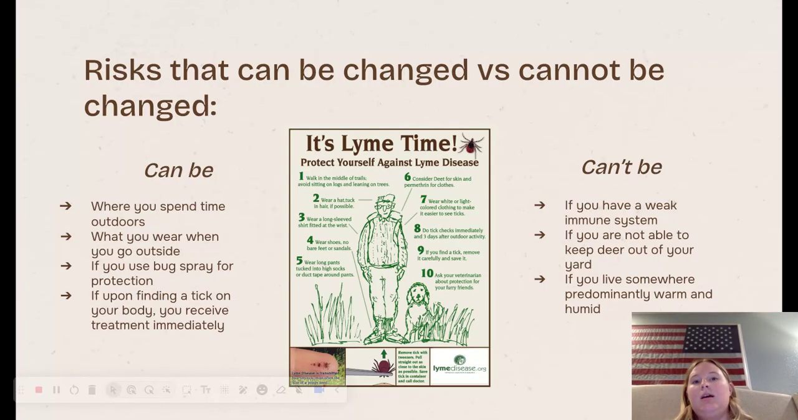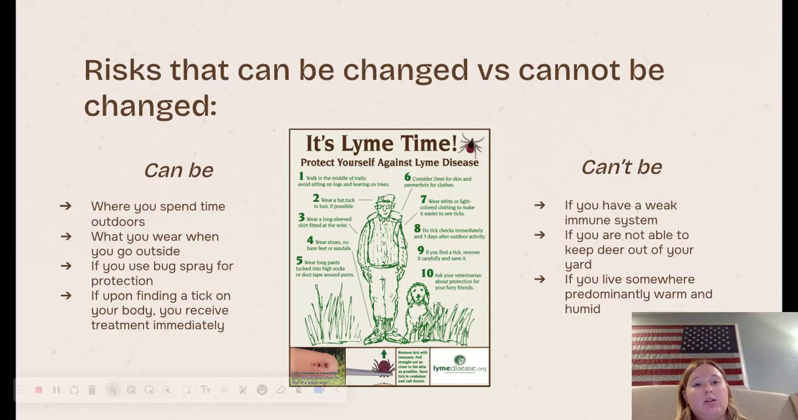So on the left-hand side, I have risks that can be changed. The first one is where you spend time outdoors. Avoiding the woods and tall grass is a good way to reduce your exposure to ticks. Wearing long sleeves, tall socks, pants, all of those types of outfits are a great way to help ticks not penetrate into the skin. Wearing bug spray or insect repellent can also help lower the chances of becoming bit.